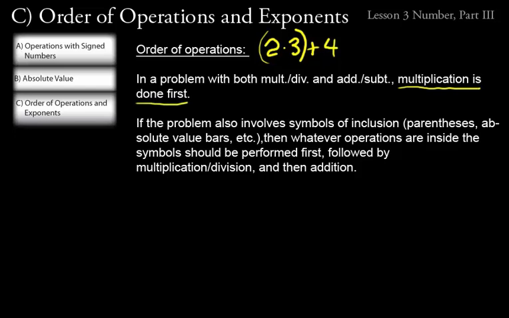Now look at this here. If the problem also involves symbols of inclusion like parentheses, absolute value bars, things like that, whatever operations are inside the symbols should be performed first, followed by multiplication, division, and then finally addition, subtraction. Or we can just think of algebraic addition, adding plus the opposite of.